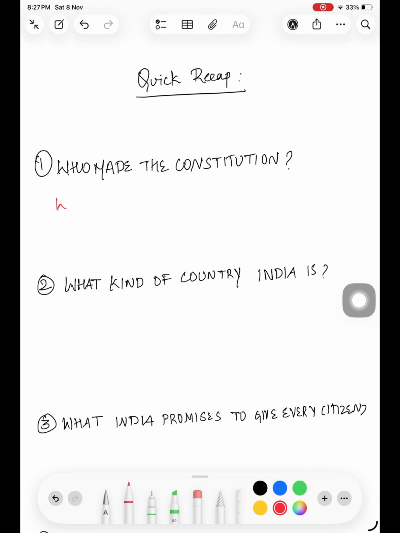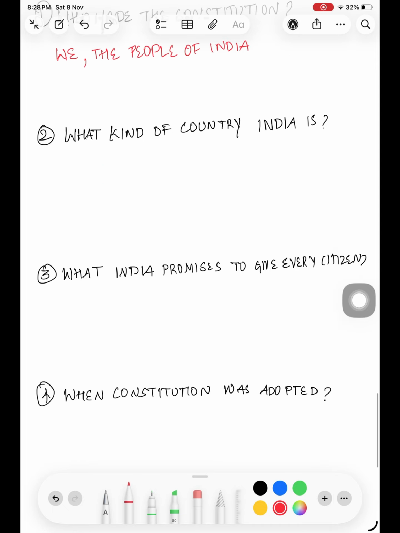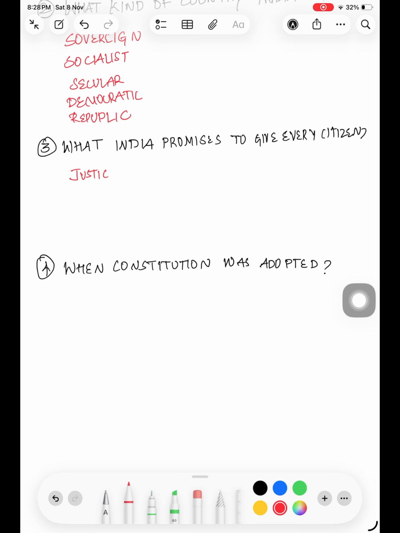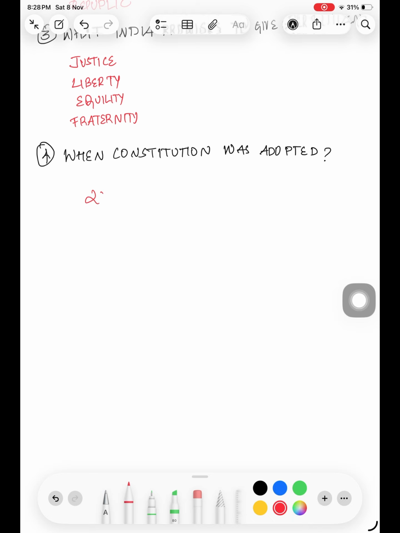So, let's do a recap. Who made the constitution? We, the people of India. What kind of country is India? Sovereign, socialist, secular, republic, and democratic. What does India promise to give its citizens? Justice, liberty, equality, and fraternity. When was the constitution adopted? It was adopted on 26 November 1949 and came into force on 26 January 1950.